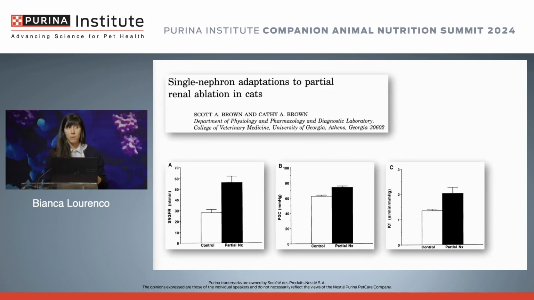So we know, in really good detail, what happens when you reduce the number of functioning nephrons in cats. Studies that have evaluated surgically inducing nephrectomy in cats have compared what happens when you do a 3/4 nephrectomy relative to control cats, and they saw increases in single nephron GFR with associated increases in glomerular capillary hydrostatic pressure right here, partial nephrectomy versus control, and then increases in ultrafiltration coefficient.